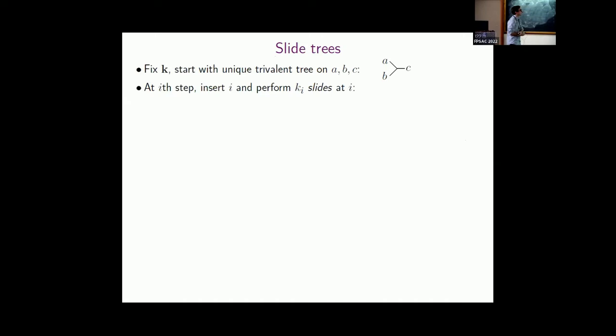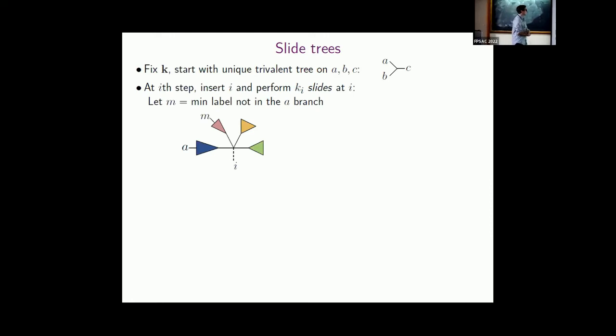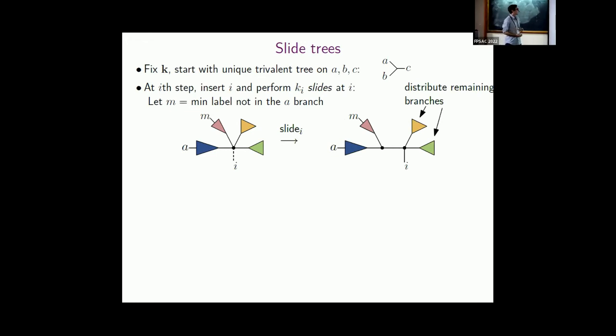The other interpretation is in terms of this algorithm called sliding. So instead you start with your composition and you start with the tree on A, B, and C. And then in each step you insert the label I and perform an operation called sliding at I. So after you insert I, say this is the vertex where I is inserted, the tree gets broken up into these different branches. One of the branches will contain A, which is special, and then you look for the smallest label that's not in the A branch. And then you slide the minimal branch towards A, creating a new edge.